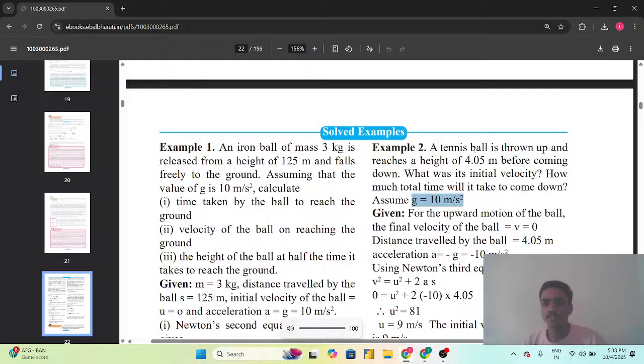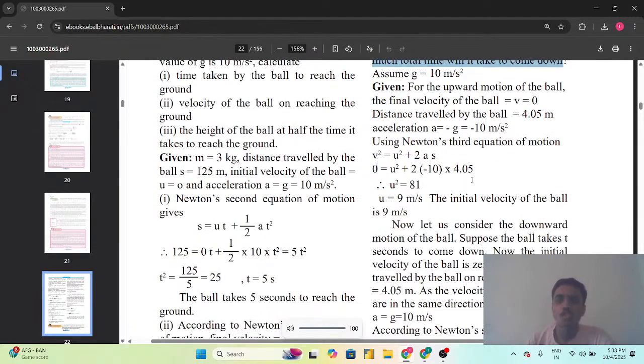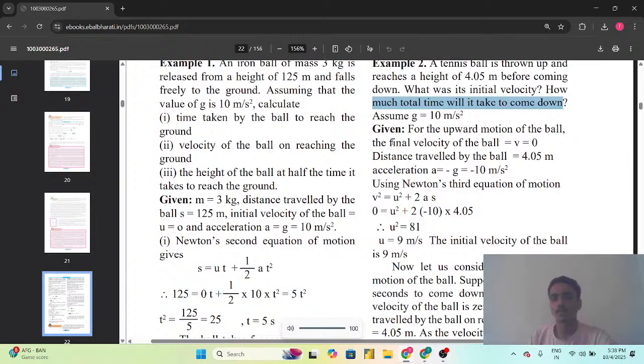तो सबसे पहले दिया क्या गया है, यहाँ पर हमें हाइट दी गई है, एक्सेलरेशन ड्यू टू ग्रेविटी की वैल्यू हमारे पास है, एंड वी हैव टू फाइंड द इनिशियल वेलोसिटी एंड हाउ मच टोटल टाइम इट विल टेक टू कम डाउन. यानी total time we have to calculate of the tennis ball to reach the ground. So for the upward motion of the ball, final velocity, that means after throwing the ball in the upward direction, the final velocity will become 0.